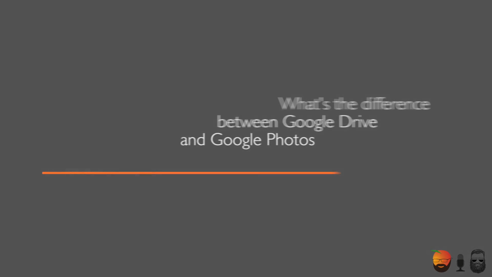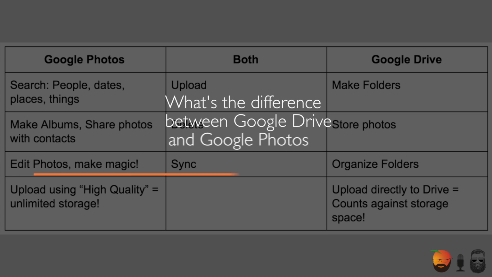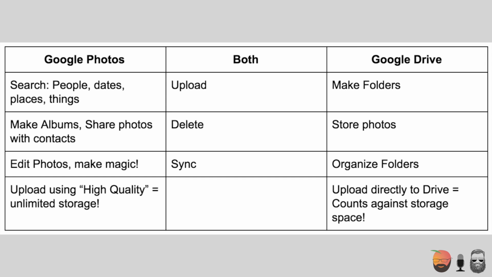So the first question that we ask ourselves is, what truly is the difference between Google Photos and Google Drive? This is something that I had in my last video, but I've updated it. In Google Photos, you can search for people, dates, places, and things. You can actually use emojis to search for those types of things as well, which is really interesting, and I don't use it ever. Which, hey, six of one, half dozen of the other.